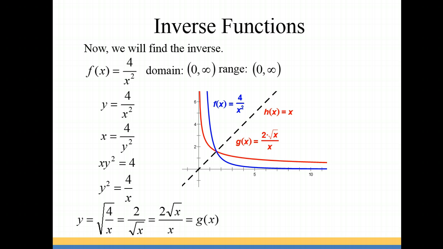So you can see that these two graphs are reflections of each other over the line y equals x. They will have reversed ordered pairs as well, and they have the same domain and range.